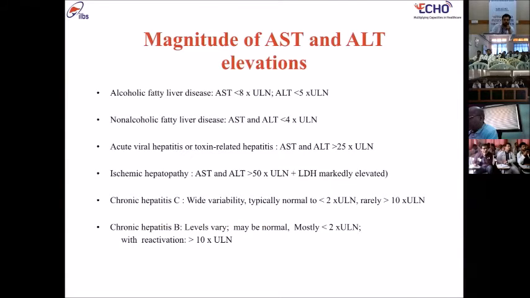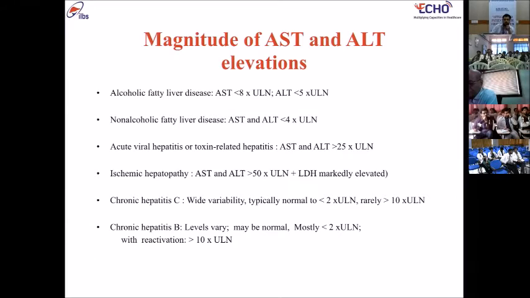So coming on to the different diseases which can cause elevation of the AST-ALT, alcoholic fatty liver disease usually causes less than 8-times elevation of the AST and less than 5-times elevation of the ALT, and AST is usually greater than ALT. Non-alcoholic fatty liver usually causes less than 4-times increase in the AST and ALT. Viral hepatitis can be seen with up to 25 times upper limit of normal of AST and ALT, and ischemic hepatitis can cause marked elevation of both AST and ALT. AST is usually more elevated as compared to the ALT, and LDH is also markedly elevated.